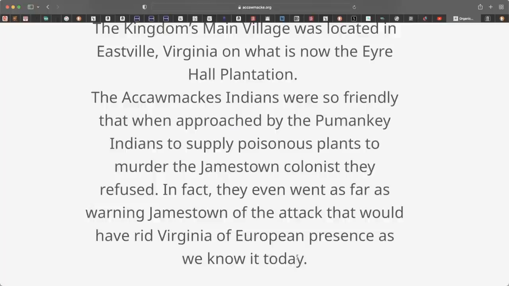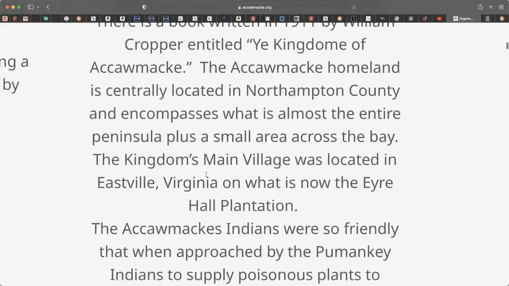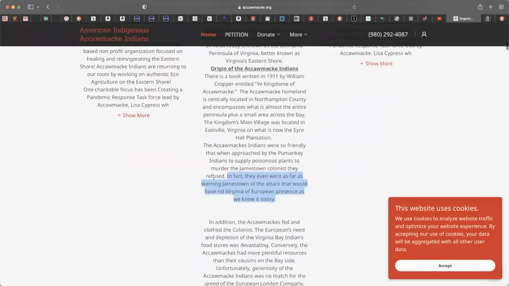We snitched on our own people. Or maybe that was their enemies, right? They wanted their land too or something. I don't know what the history is, why they did it. And these people who are descendants, and these are Black folks. This is a Black lady, so-called Black, right?